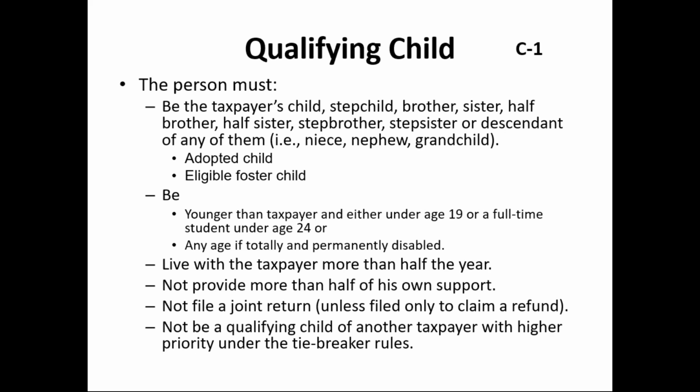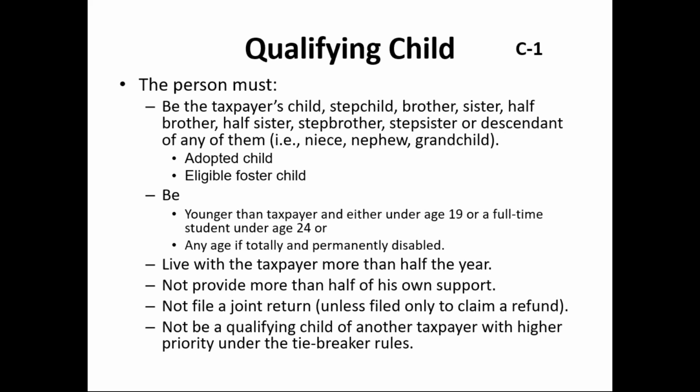And we'll talk about some of the additional rules that we have there for qualifying child. Now, it also means any descendants of your brothers and sisters. So your nephews, your nieces, your grandnephews, your grandnieces, your grandchildren are also considered child for purpose of the dependency exemption. Adopted children and qualified foster children also count for this definition as well.